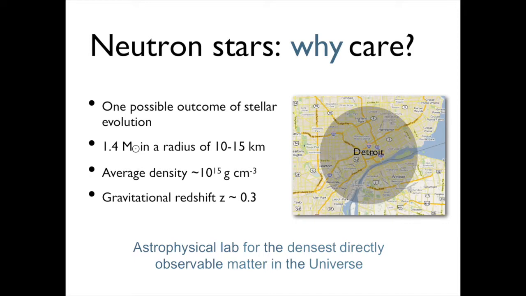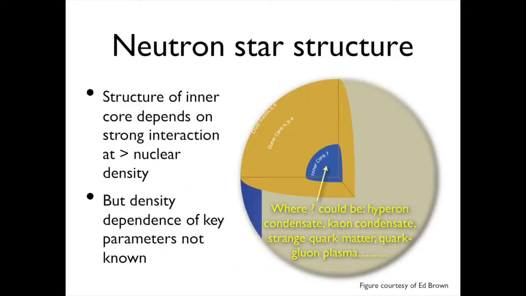The gravitational redshift on the surface is around 0.3. And so these are extreme in basically every property they have. And they're really an astrophysical lab for the densest directly observable matter in the universe. So the structure of neutron stars is kind of interesting. It's quite different from basically any other type of star.